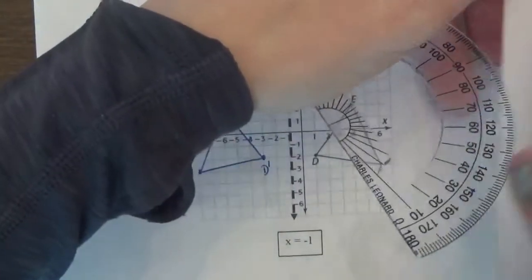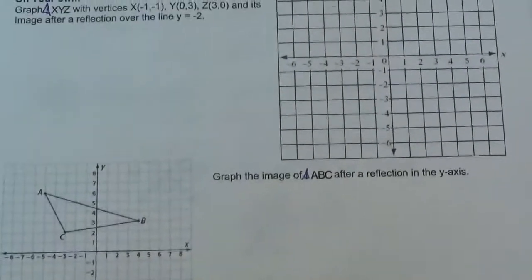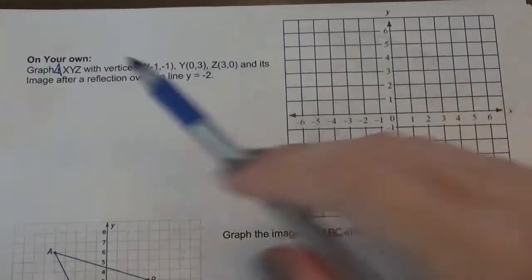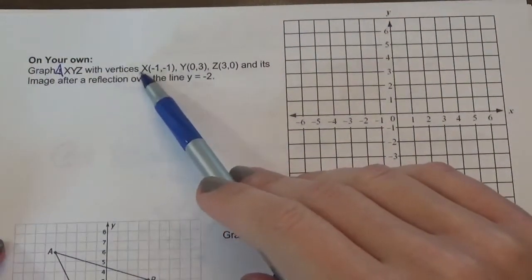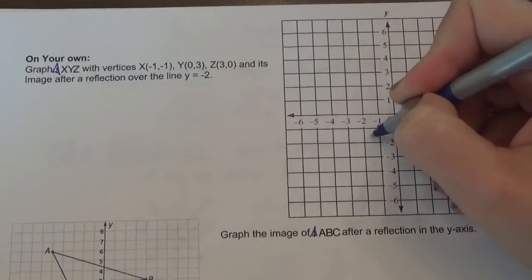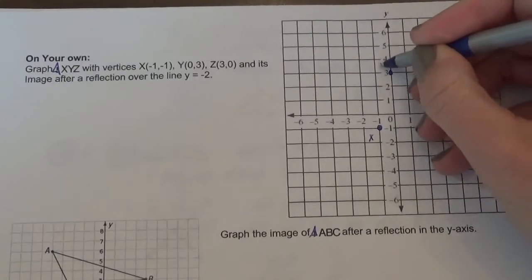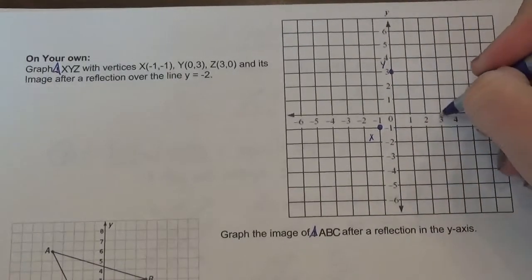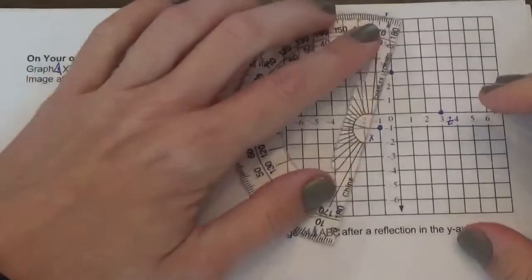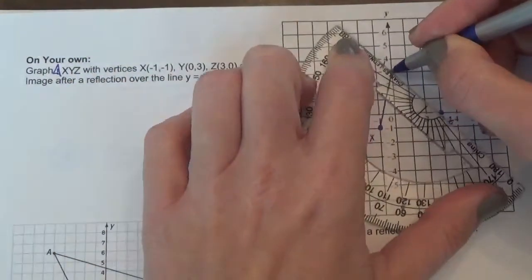All right, page 2 here. We get to do another one from the top. Graph triangle XYZ with vertices X is (-1, -1), Y is (0, 3), and Z is (3, 0). Okay, let's connect our triangle. There we go.